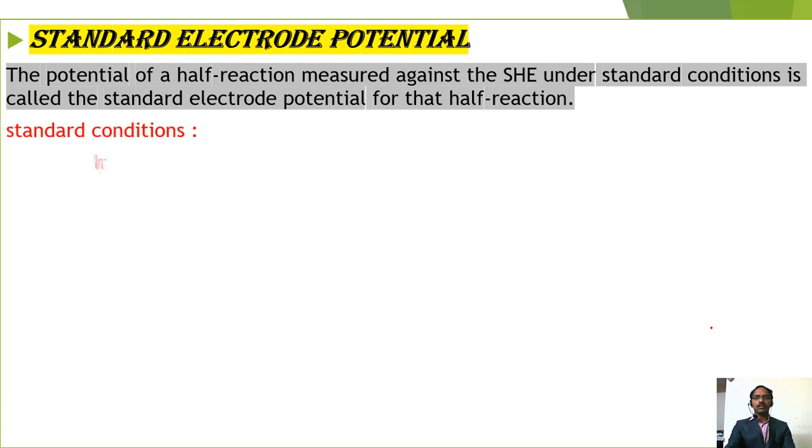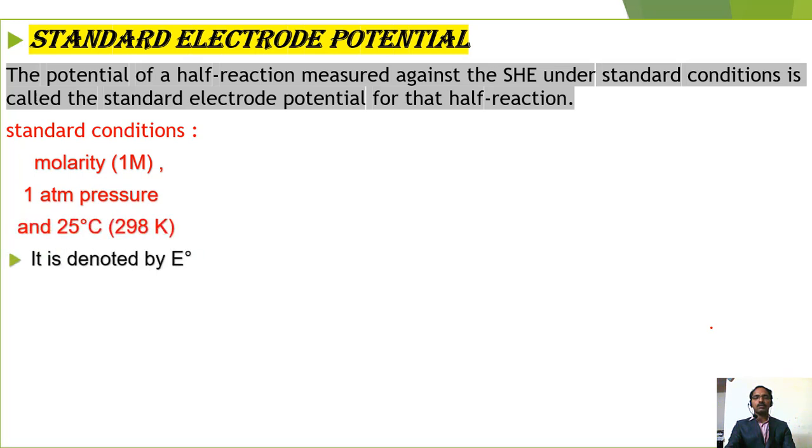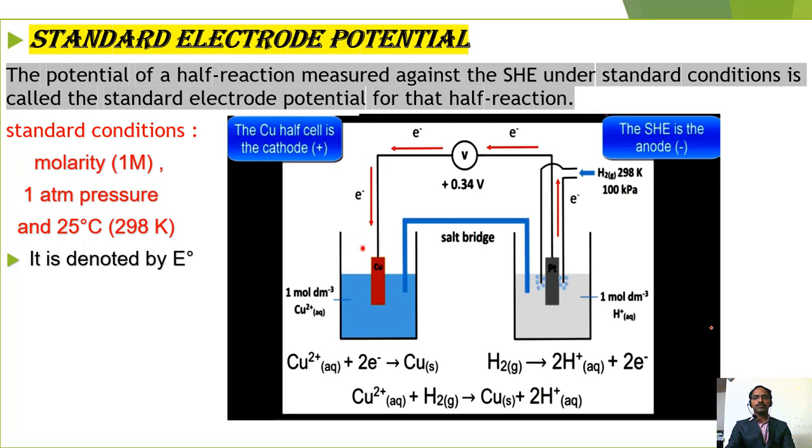Standard conditions. What are the standard conditions? 1 molarity, atmospheric pressure is 1, and temperature is 25 degrees Celsius. Then this standard electrode potential value is denoted by E0.